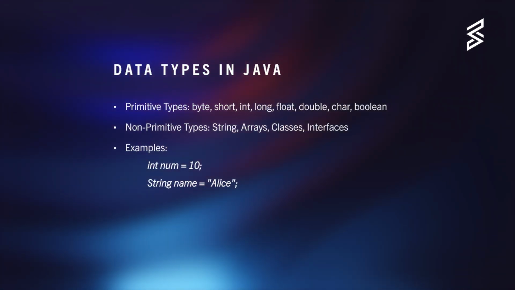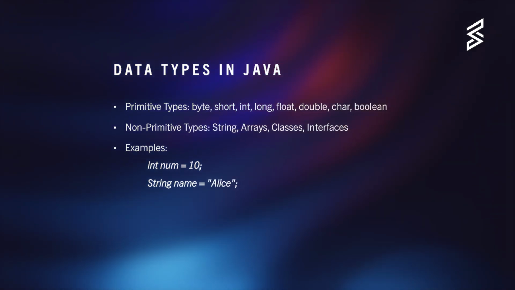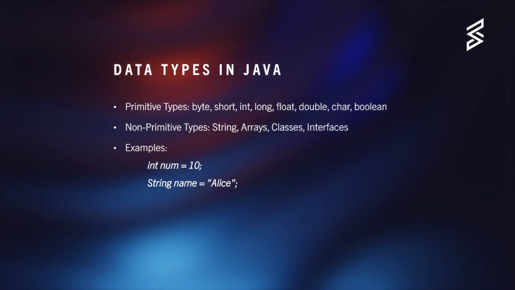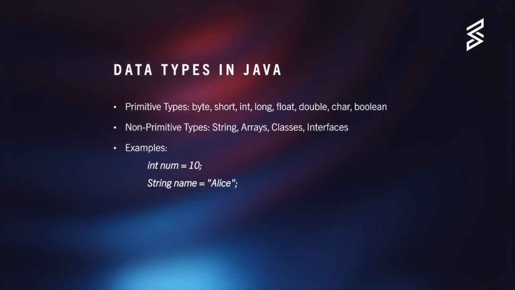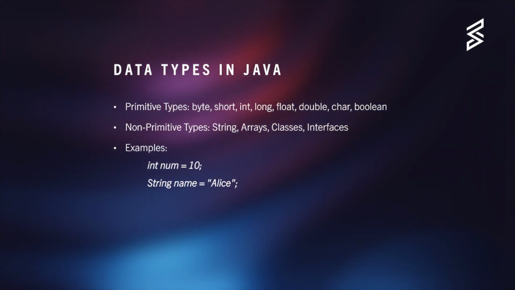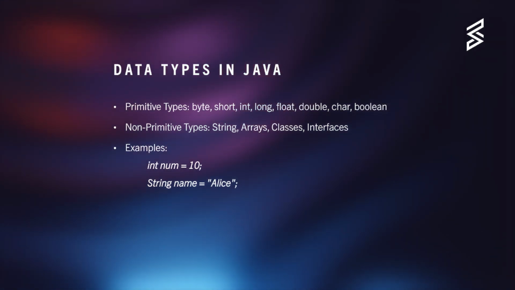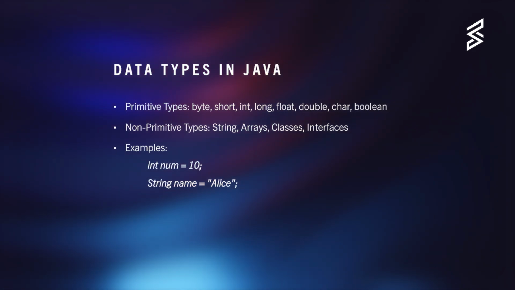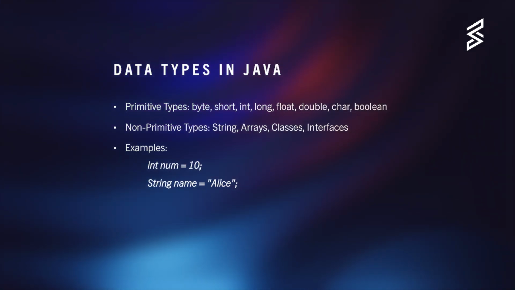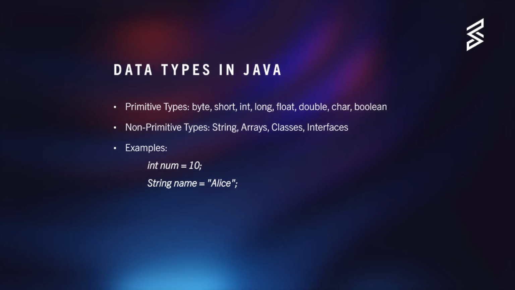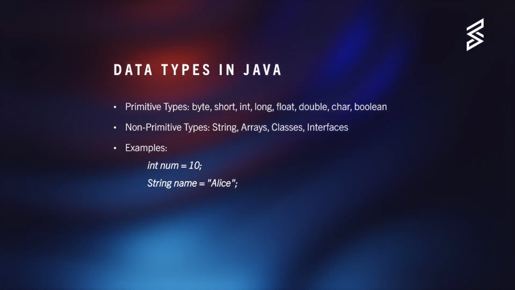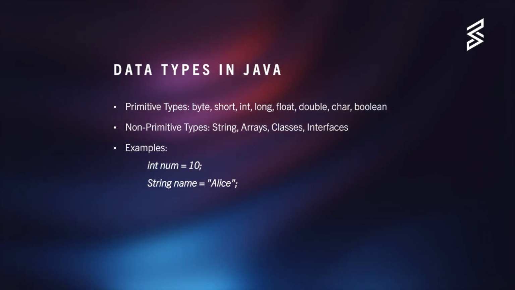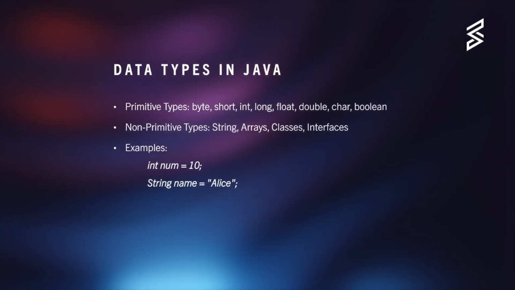Data types in Java. Java uses two main types of data. One is primitive types and the second is non-primitive types. In primitive types, we have int, boolean, char, etc. On the other hand, in non-primitive types, we have String, arrays, or objects. Consider the example here, int num equals 0, which is a primitive type, and String name equals "Alice", which is a non-primitive type. Num holds a primitive value and name holds a reference to a String object.